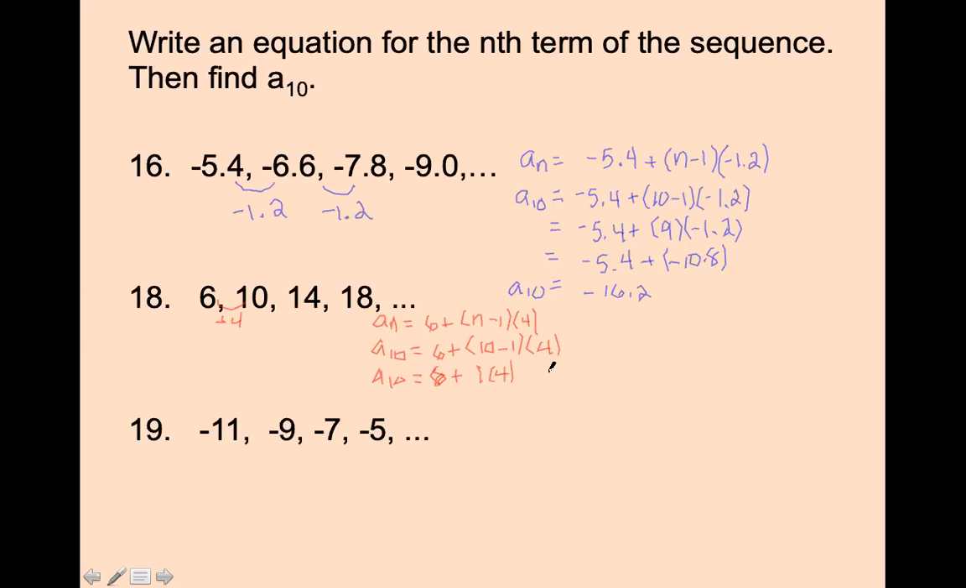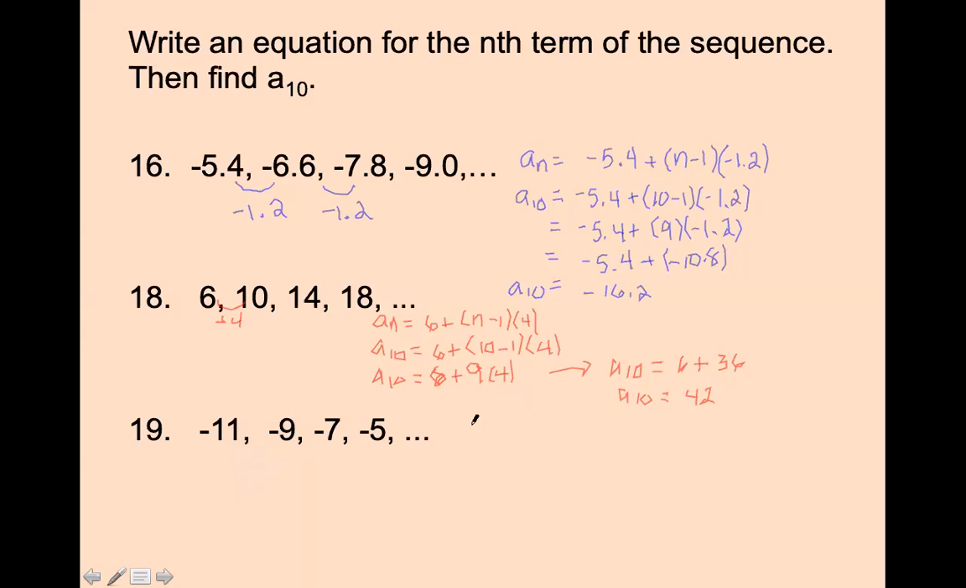And I'm going to move this over here. That's a 9, by the way. So we have a sub 10 equals 6 plus 9 times 4 is 36. So our 10th term is 6 plus 36, which is 42. Okay, one more to try in this set of problems.